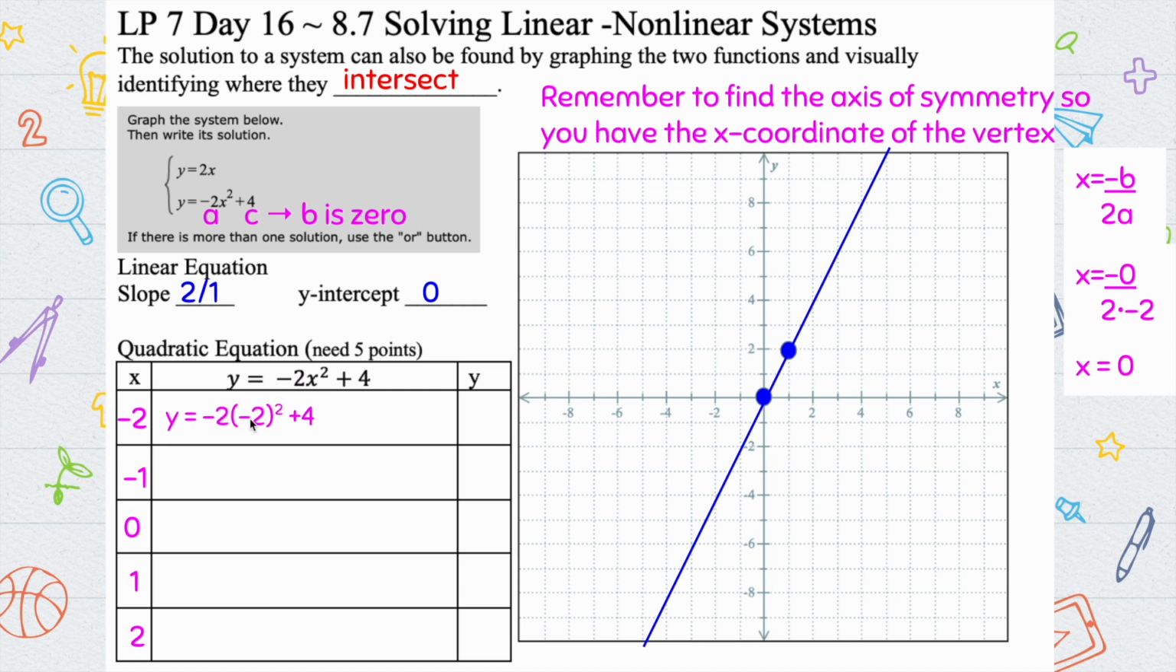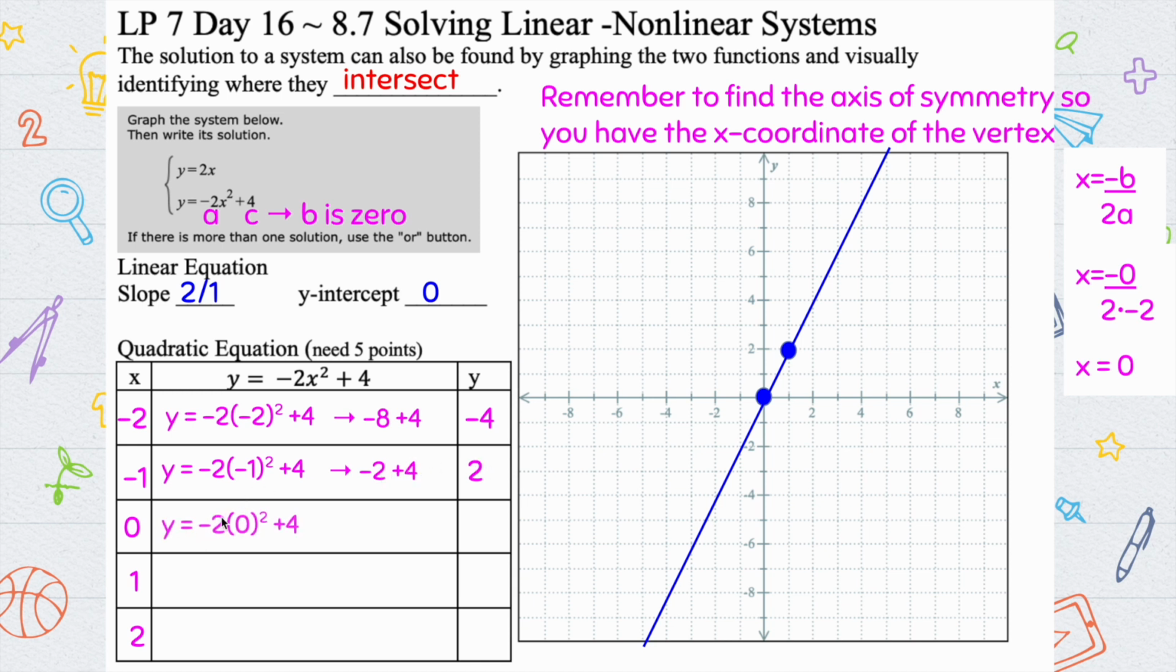All right, so we're going to plug in negative 2 to our equation. So negative 2 squared, well, that's 4. And 4 times negative 2 is negative 8. And negative 8 plus 4, that gets us negative 4. And then we have negative 1 squared, which is 1, times negative 2, which is negative 2, plus 4 is 2. Said that funny. Negative 2 plus 4 is 2.